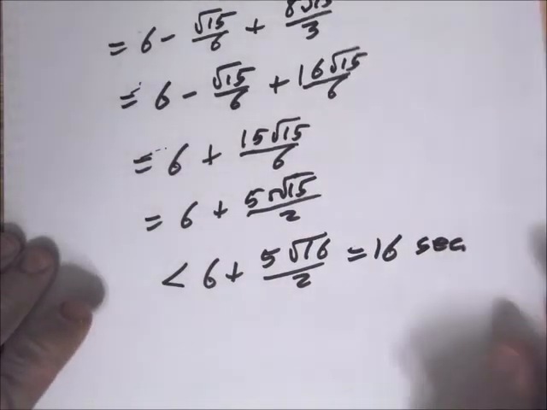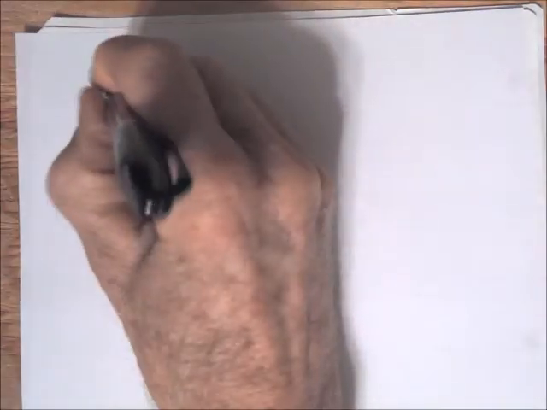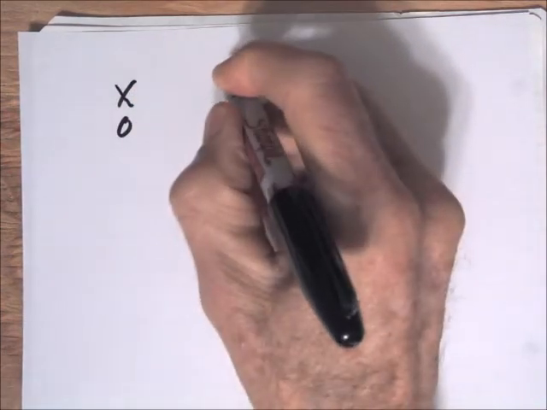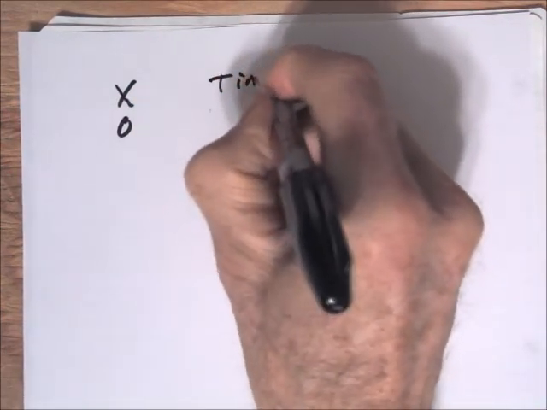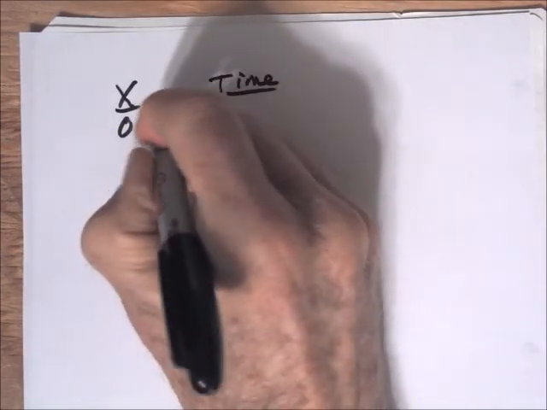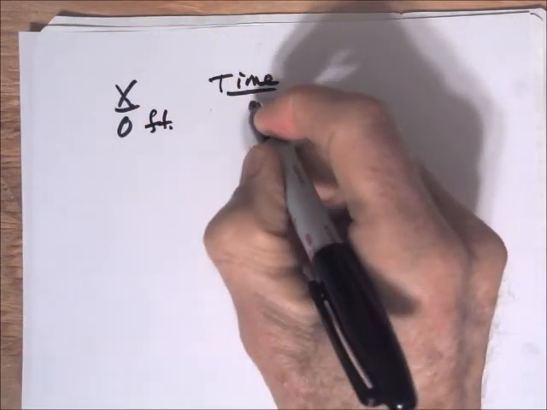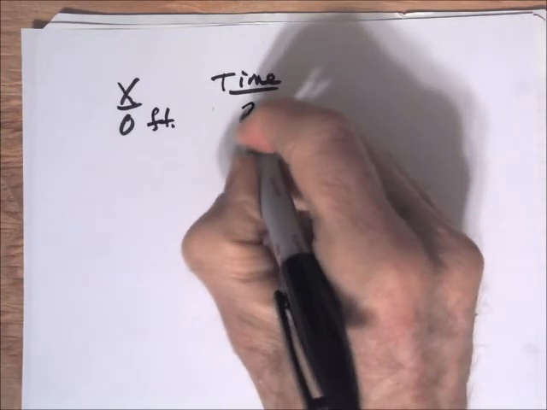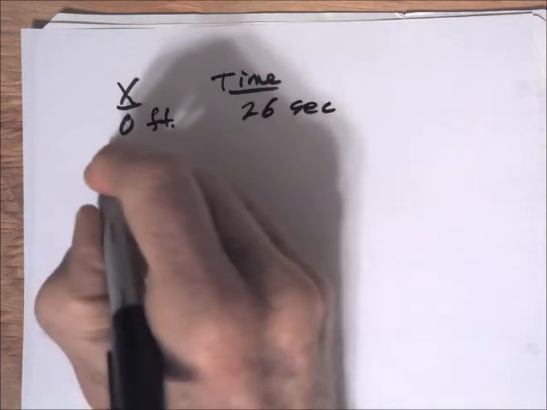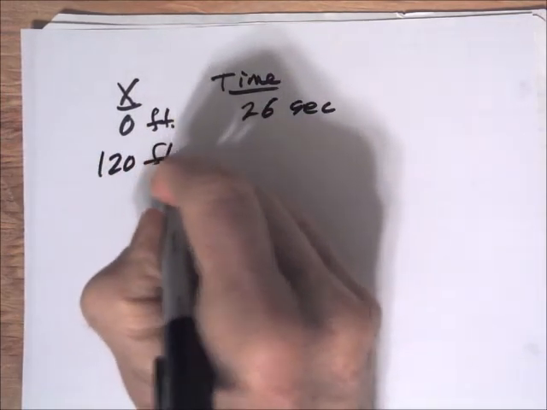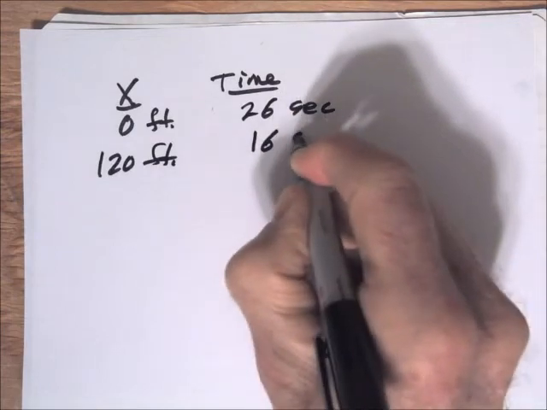So let's make a summary table of the time at the two endpoints, and also the critical point. When x is 0, that means the lifeguard jumps directly into the water, 0 feet on land. The time is going to be 26 seconds. If the lifeguard runs 120 feet along the land, the time is going to be 16 seconds.